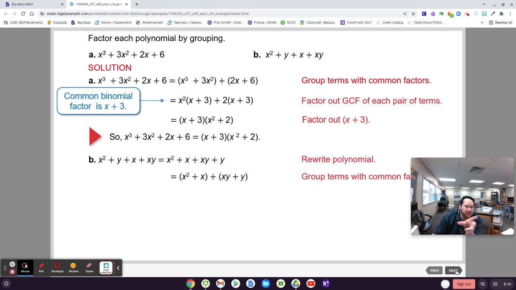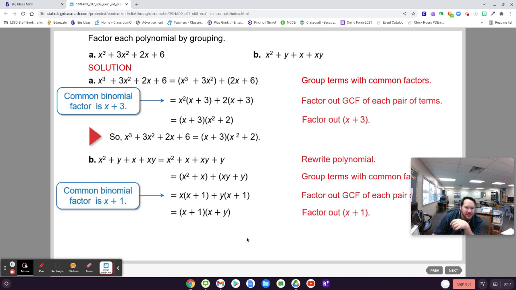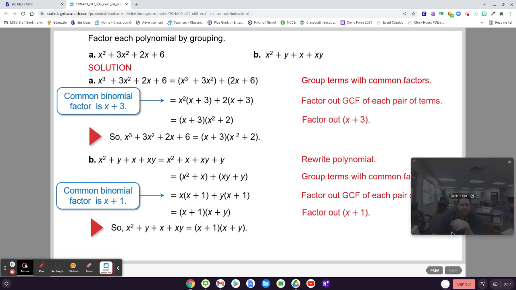So you can rearrange it, put the x's together and then the y's together. So you got x squared plus x and then xy plus y. Pull out an x and pull out a y. And you'll hopefully see that you have an x plus 1 as a common factor for each of those. So one factor is the x plus 1. The other factor is this x plus this y that you're multiplying by the x plus 1. And that's it. Done. Factored. Okay, so that's the factoring by grouping.